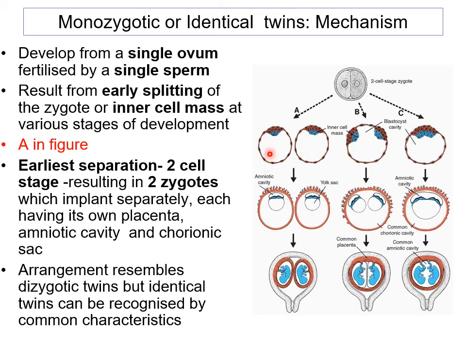These will implant separately, and because it's early splitting, and the amniotic cavity etc. develops in the inner cell mass, and there are two blastocyst cavities, each will have its own placenta, amniotic cavity, chorionic cavity, etc. This arrangement resembles that of dizygotic twins, but identical twins can be recognized by their common characteristics. We will know that they are monozygotic twins because they will have the same blood group, same sex, same physical appearance, and same fingerprints.